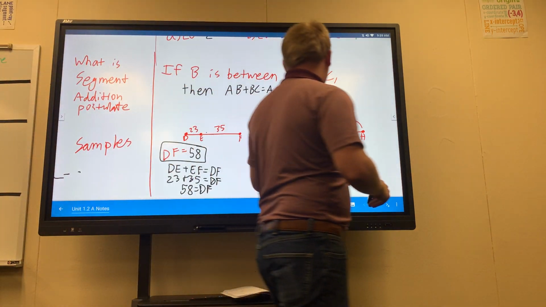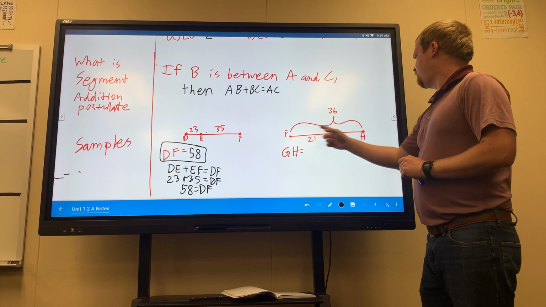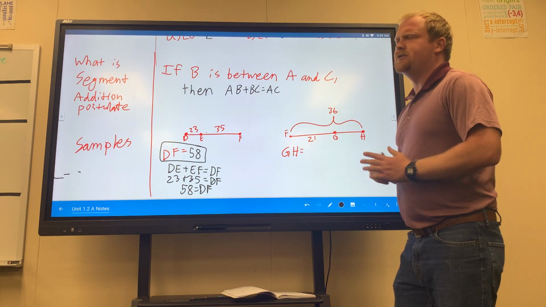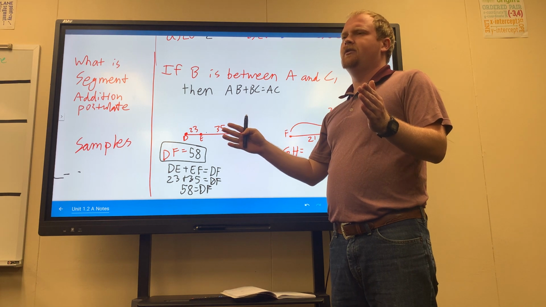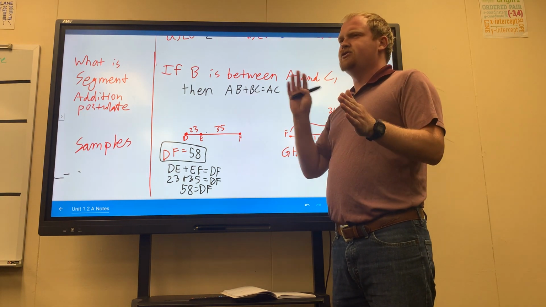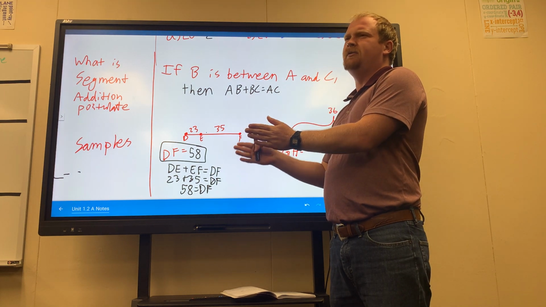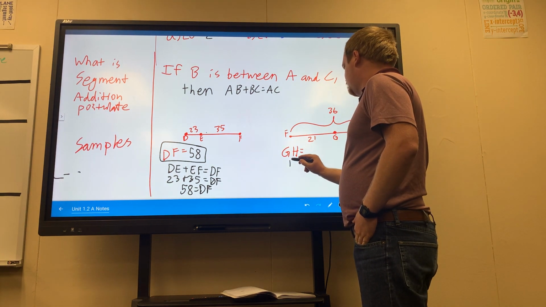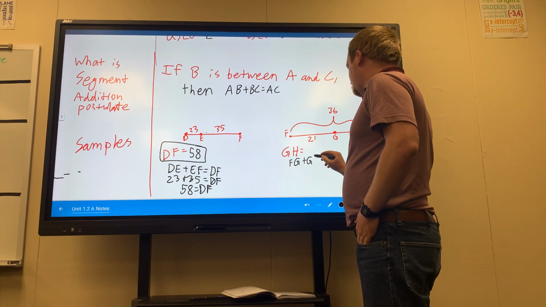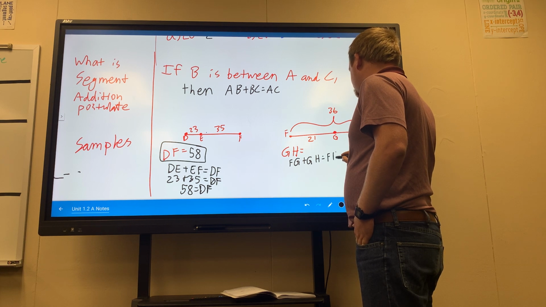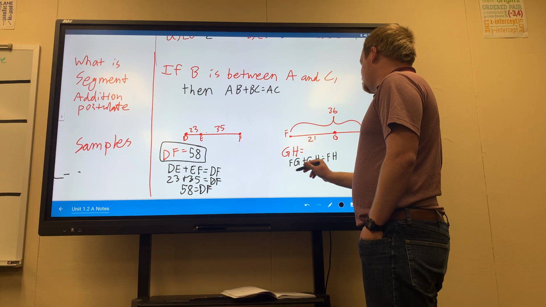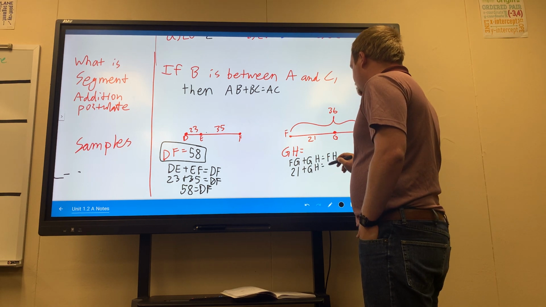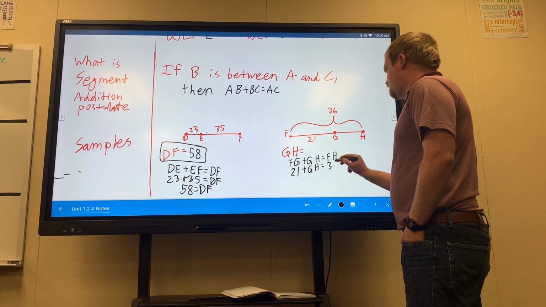Now, let's look at this one. So I got the distance from FH and FG, and I want to find the distance from GH. Well, that's almost like if we know the distance from Nacogdoches to Livingston, and we know the distance from Nacogdoches to Lufkin, but we don't know Lufkin to Livingston. Well, it still works out, and let me show you. So remember, as far as setting it up, FG plus GH equals FH. Well, I know what the distance from FG is, that's 21. I don't know what GH is, so I'm going to leave it as GH. And the distance from FH is 36.